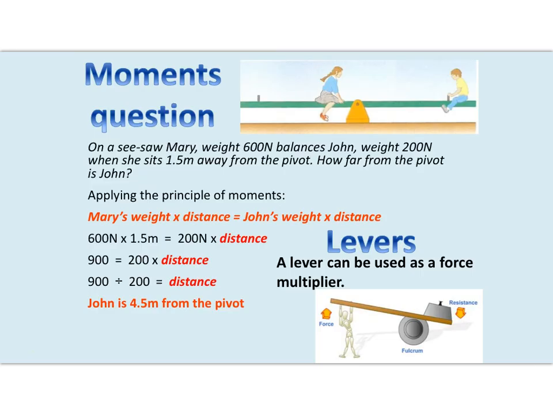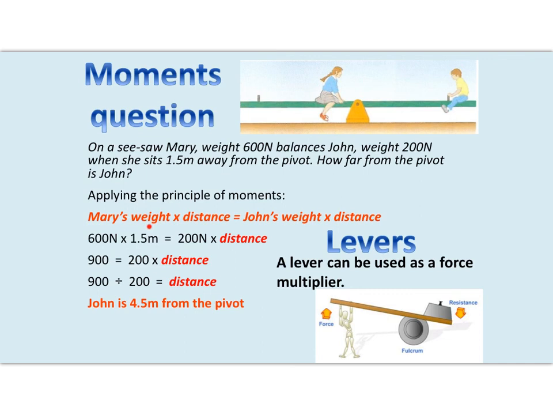Here we have an example question for moments. It says on a seesaw, Mary, who's got a weight of 600 newtons, balances John with a weight of 200 newtons when she sits 1.5 metres away from the pivot. How far from the pivot is John? So basically what we're going to do here is apply the principle of moments. Mary's going anti-clockwise, whereas John's going clockwise. So the anti-clockwise moment is balancing the clockwise moment.